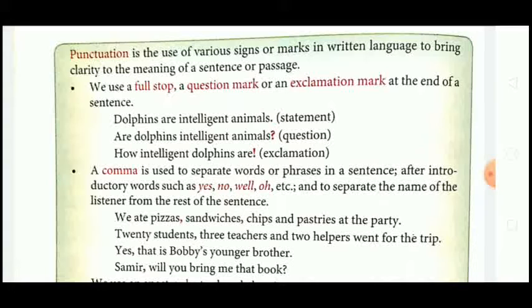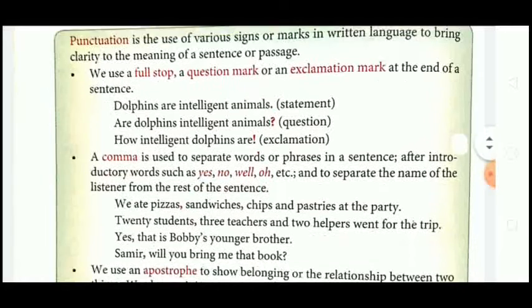First, to separate the introductory word from the rest of the sentence, like when the sentence begins with yes, no, well, oh. After those words we use a comma to separate them from the rest of the sentence. Second, to separate the name of a listener from the speaker. When in a sentence two persons are there, listener and speaker, to separate them we use a comma in between. And also we use comma to separate the words and phrases in the sentences. For these three purposes we are using comma.